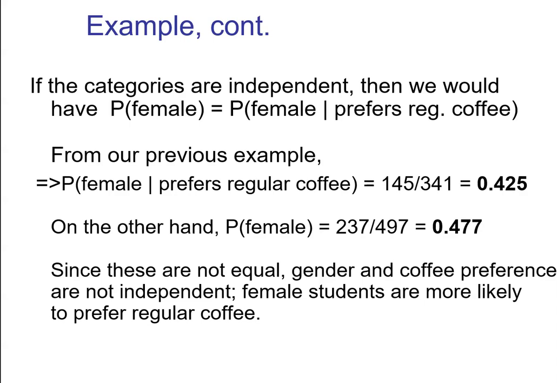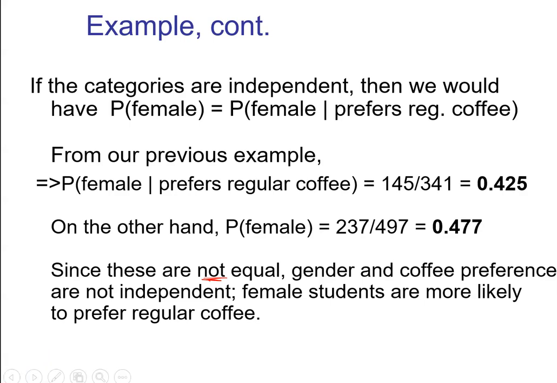On the other hand, the probability that they're female is 273 over 479. So total of females over the total number within the chart. So that's 0.477. Since they are not equal, gender and coffee preference are not independent, and female students are more likely to prefer regular coffee. So again, here we're comparing probabilities to show whether or not something's independent.